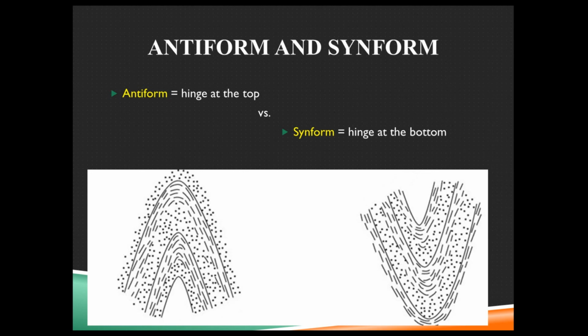Now, the big important thing here is that you have no idea which layer is oldest and youngest in these pictures. Nothing is labeled. There are no fossils. There's no radiometric dating. There's nothing except drawing of layers. So you don't know. That's why it's an antiform and a synform, because you don't know. But you know the shape, you know the orientation of the folding, and so you can still talk about it.